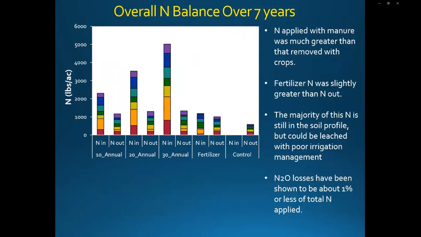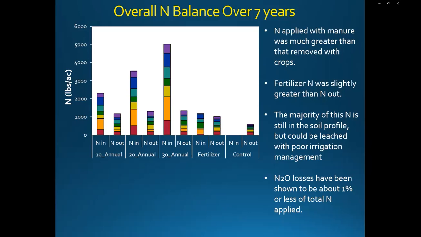If we look at the overall nitrogen balance over the 7 years, you can see on the left bar is the nitrogen that was put into the system, and on the right, what's coming out of the system for 3 of the manure application rates, the fertilizer and the control. The nitrogen that's applied with manure is much greater than that removed by the crops. The fertilizer, on the other hand, there was just slightly more nitrogen going in than came out with the harvested crops. However, in the 3 manure application examples we have here, that nitrogen is still sitting in the soil profile if you look at the whole profile down to 6 feet.